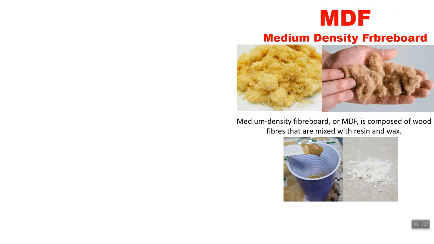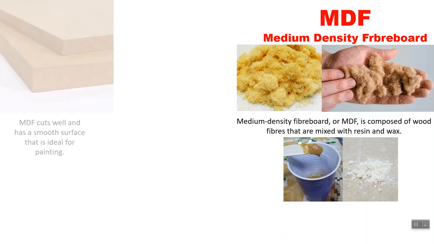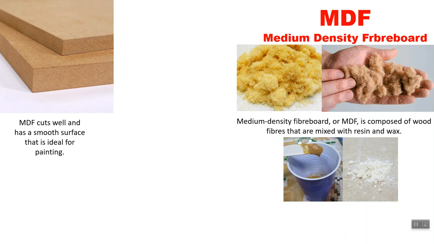Another example of man-made board is MDF, also known as medium density fiberboard. Medium density fiberboard, or MDF, is composed of wood fibers that are mixed with resin and wax. The resin and wax form a glue which we mix with the wood fibers to make a paste, and it is then pressed under heat to make a solid board. This is how it looks when it is perfectly cooked.